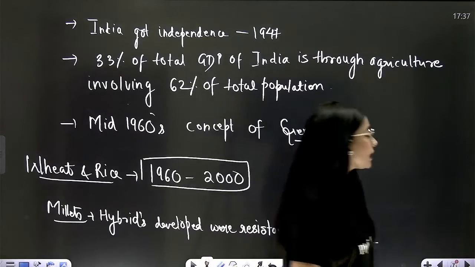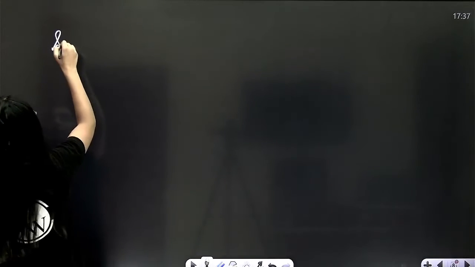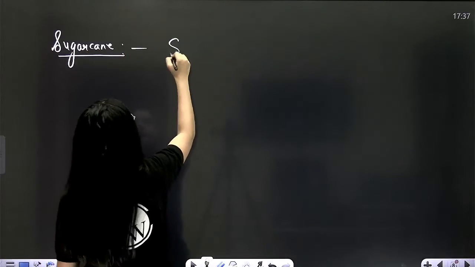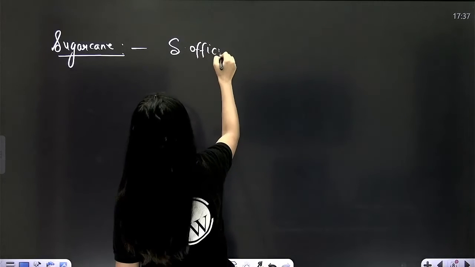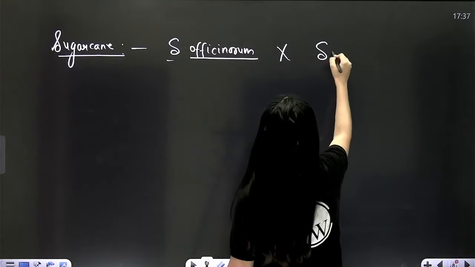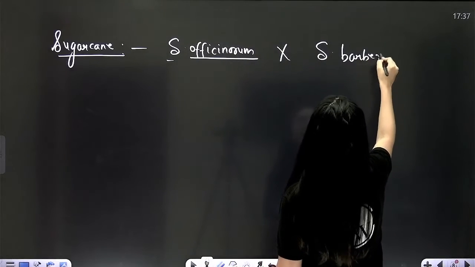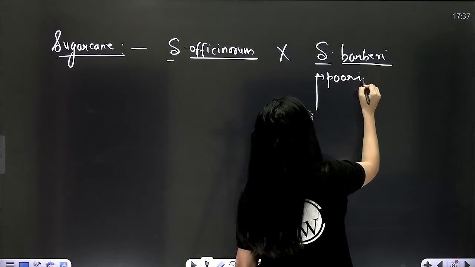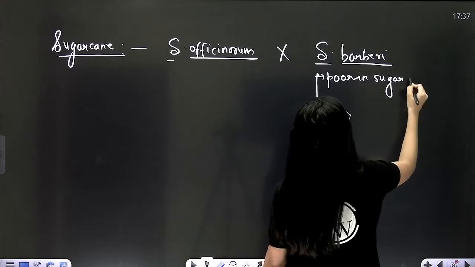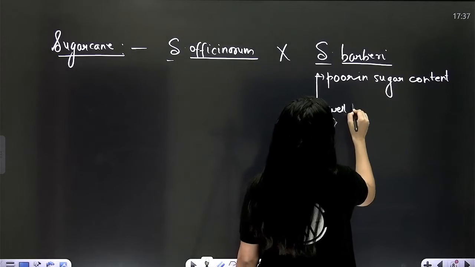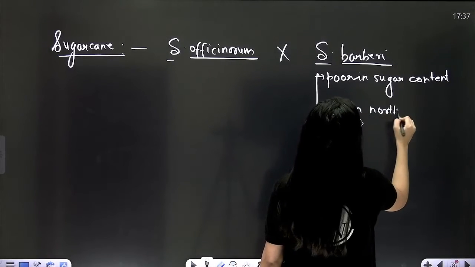Similarly, some sugarcane hybrid varieties were also introduced. Now, there were two varieties of sugarcane. One was Saccharum officinarum and the second was Saccharum barberi. Now, what was the trouble? Saccharum barberi was poor in sugar content but could grow well in North India. It was poor in sugar content but could grow well in the northern part of our country.